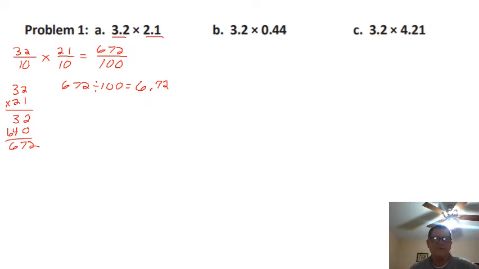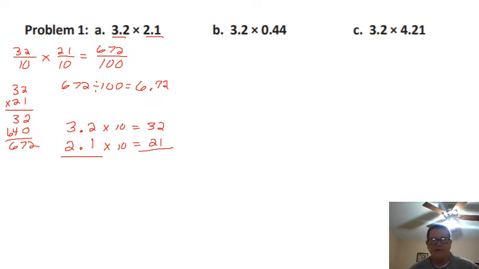Now, there is a second strategy. We're just using the decimals. So let's see. If I had 3 and 2/10, and I want to multiply that by 2 and 1/10. Now, the first thing, if I wanted to get rid of the decimals, I could multiply this number by 10, and I would get 32. I multiply this number by 10, I would get 21. So basically, I've removed the decimal.